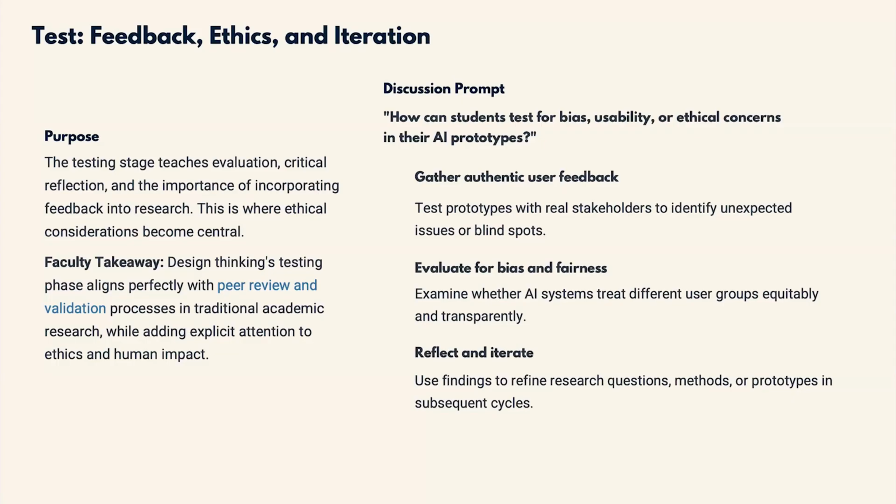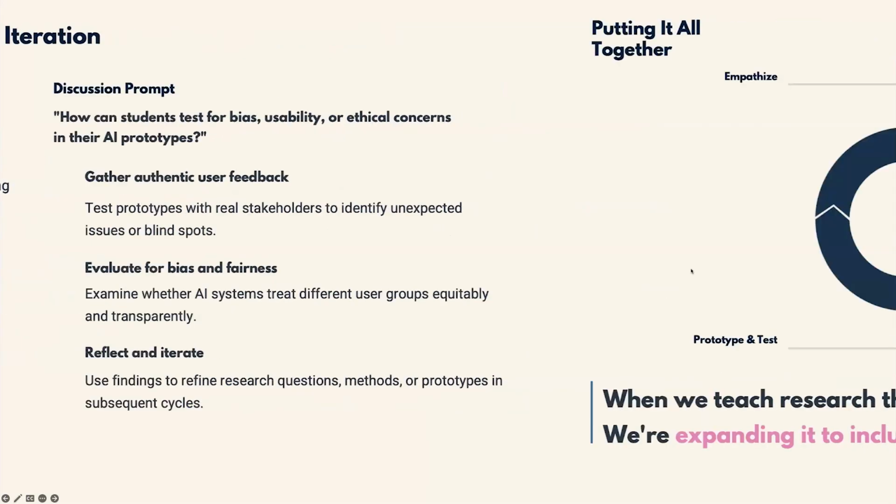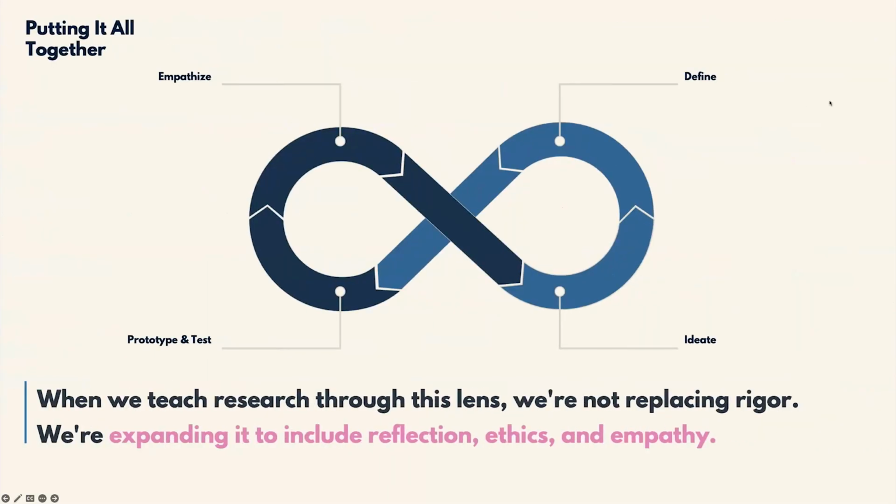And if we're going to build ethical AI systems in particular, we need to constantly be revisiting the technical background and these processes. So it can look like this as a model where it's this sort of endless cycle. And I think it's important to note that we're not replacing rigor. We're really just expanding it so that we're adding reflection and ethics and empathy as this really, really critical part of what our research does out in the world itself.